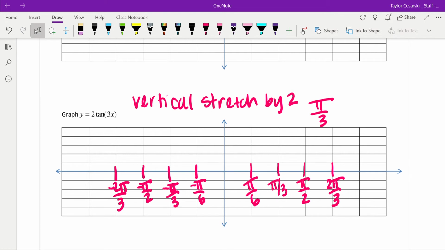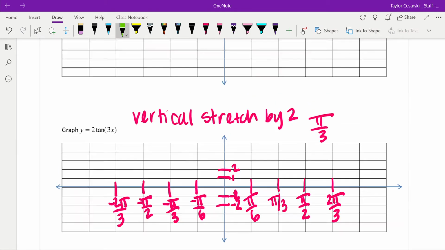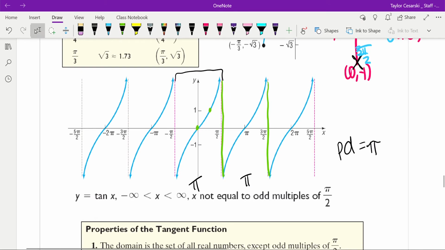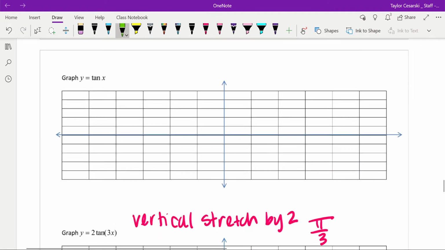Okay. And then a vertical stretch by 2: negative 1 and negative 2. So just realize for tangent, it's going to be different. Your period is pi, and I'm going to put whatever my period is on the second line. Now my asymptotes are always going to fall on whatever your first line is. So pi over 2 and then 3 pi over 2. So your first and your third lines.